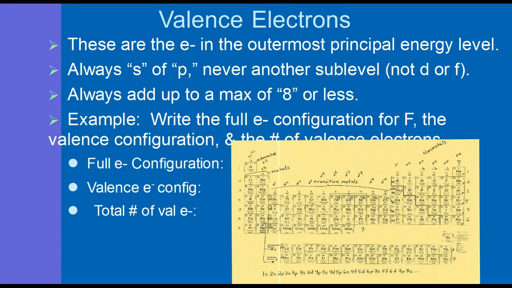Valence electrons. Valence electrons are the electrons in the outermost principal energy levels. They're always the S and P. They are never another sublevel, so they're not D's or F's. They always add up to a maximum of 8 or less. So the most valence electrons you could have are 8. For example, write the full electron configuration for fluorine, the valence electron configuration, and the number of valence electrons.